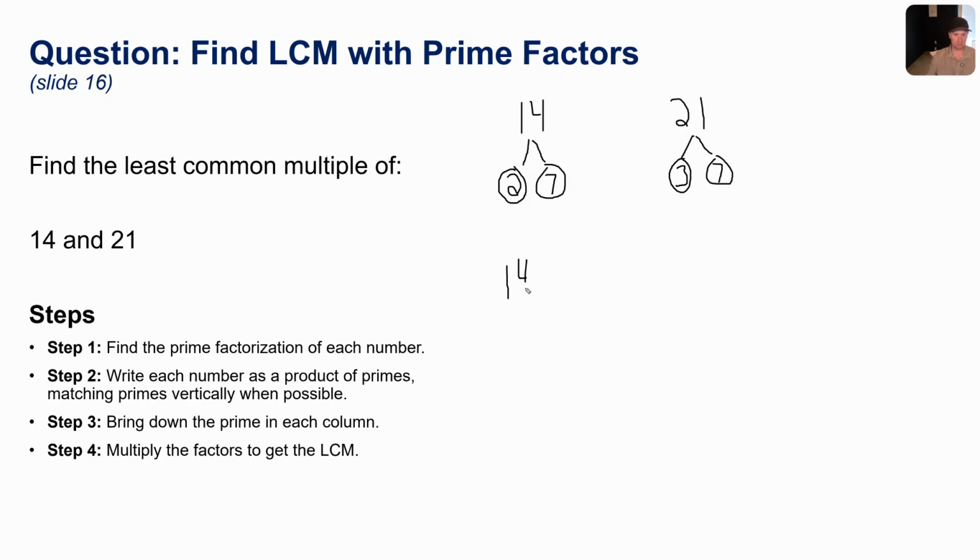So 14, we'll go ahead and do equals in this case. So 14 is 2 times 7. Let me actually open this up because we're going to have a 3 that goes in its place. So then we have 21, which is equal to 3 times 7.